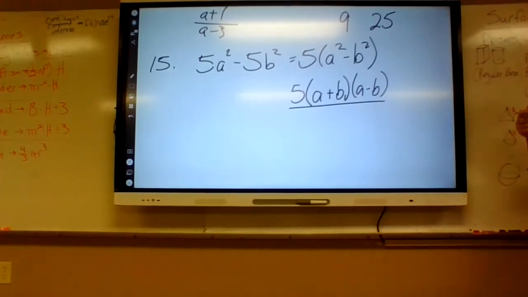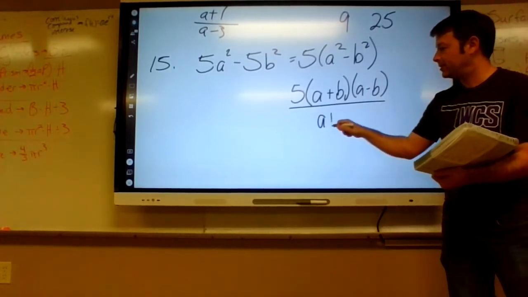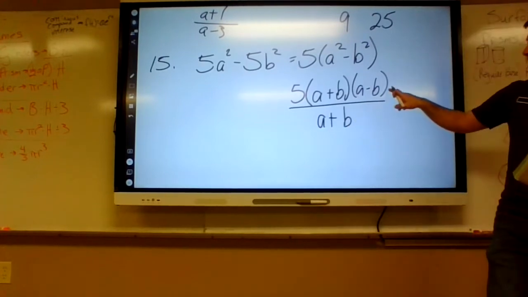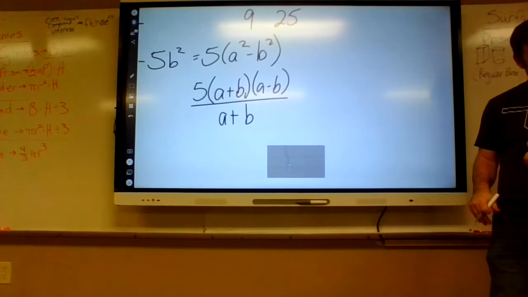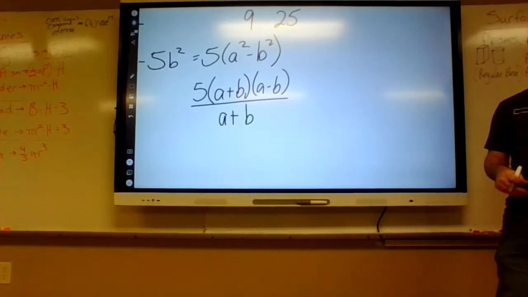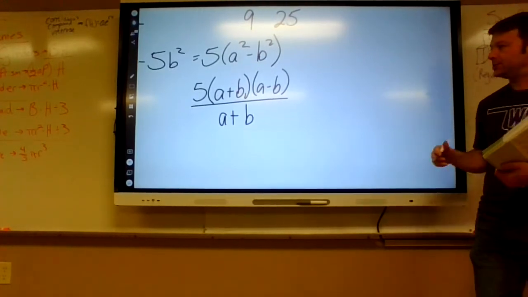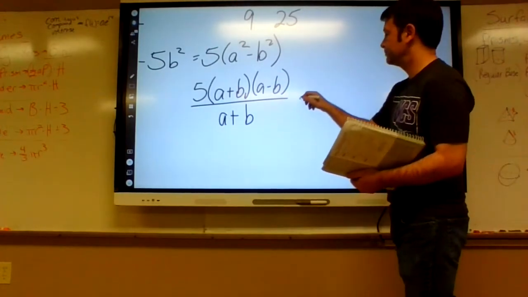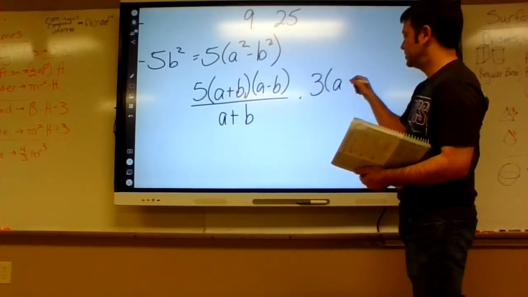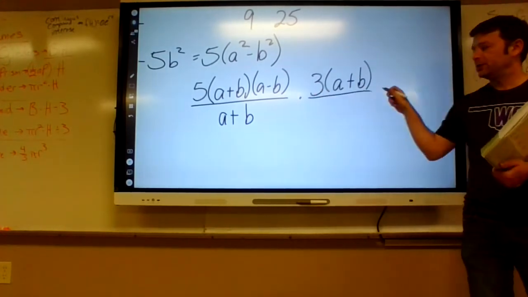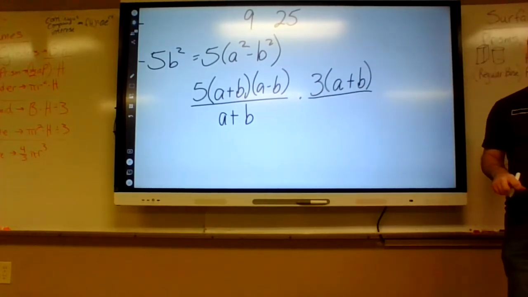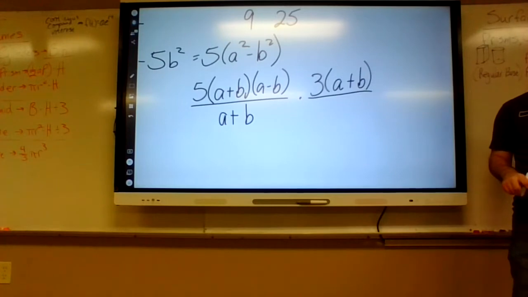A plus b is on the bottom, that's good, we don't have to do anything to that. It's too simple to do anything. And then the bottom right, 3a plus 3b, what can I do to that? Take out the 3. So I just have 3 times a plus b. And then the top right.